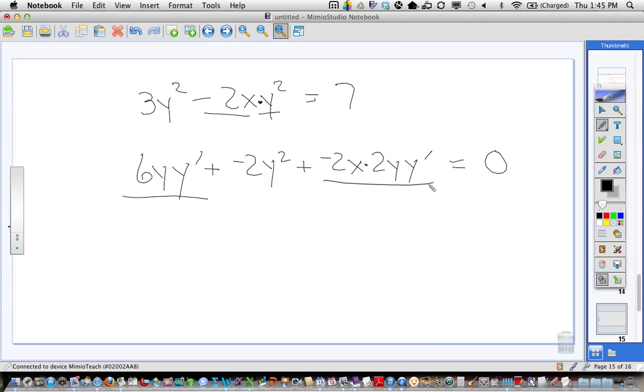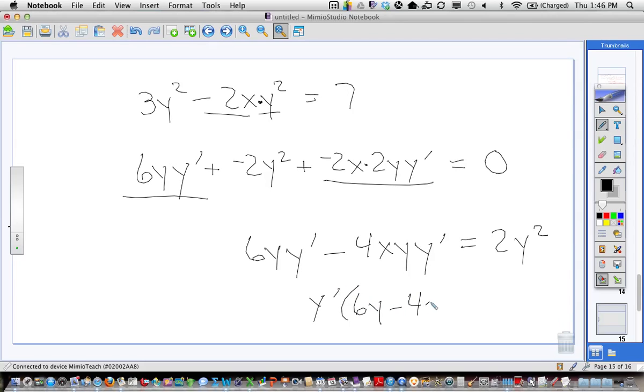So now what do you got? You've got a term there and a term there that have y primes in them. So keep those on one side. This would be minus 4xy y prime. Don't ever leave that 2 in the middle of a group of terms like that. This one that doesn't have a y prime on it, move it to the other side. Now take out your y prime. You've got 6y minus 4xy equals 2y squared, and then the final step, divide.